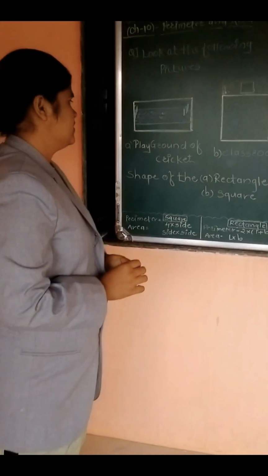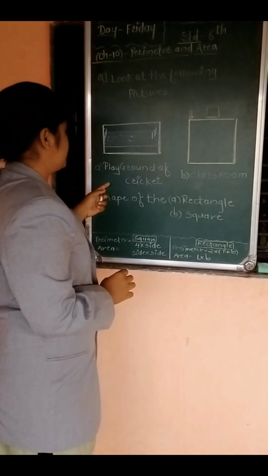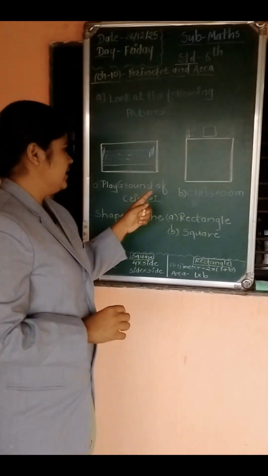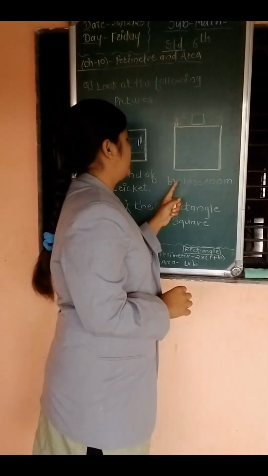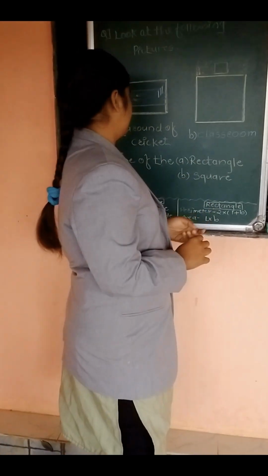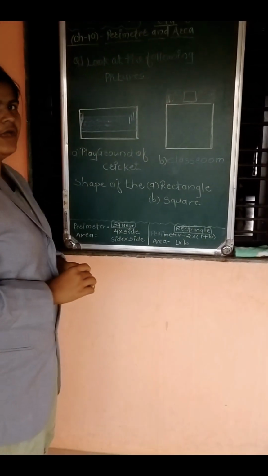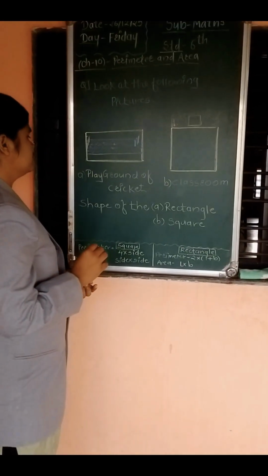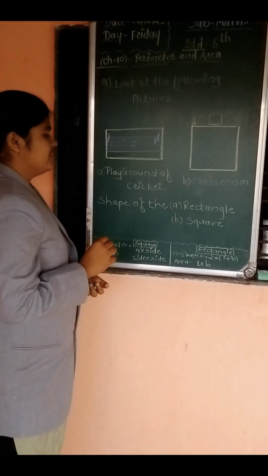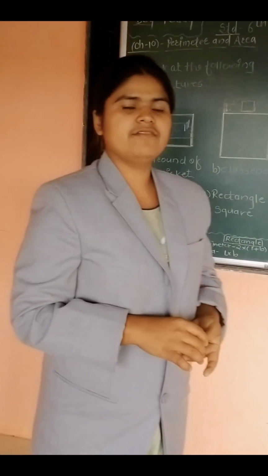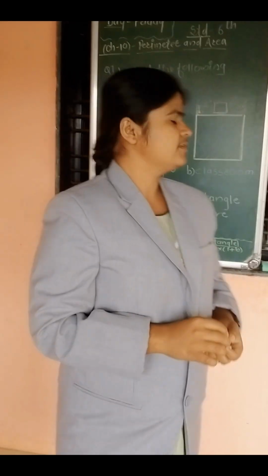So students, look at the following pictures. Here I draw the picture of a cricket playground, and in B, I draw a picture of a classroom in the school. You have to observe these diagrams and choose what the shapes of these two pictures are. Can you have any idea about the pictures?